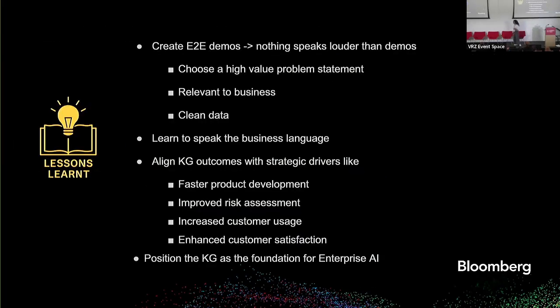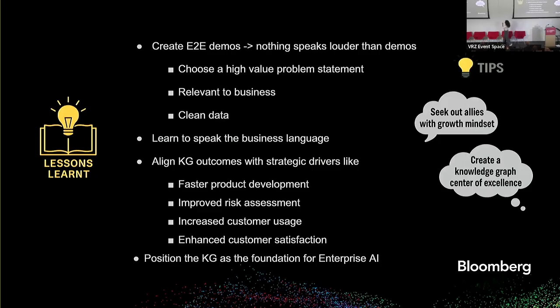Okay, great. So some lessons learned. Use an end-to-end demo to show value and choose a high-value problem relevant to the business, with clean data. Learn to speak the business language if you're talking to the business people. Align your KG outcomes with strategic drivers like faster product development, improved risk assessment, enhanced customer satisfaction and users. And these days, we all know you can position your KG as the foundation of enterprise AI. So that's a good strategic positioning for what you're trying to build.